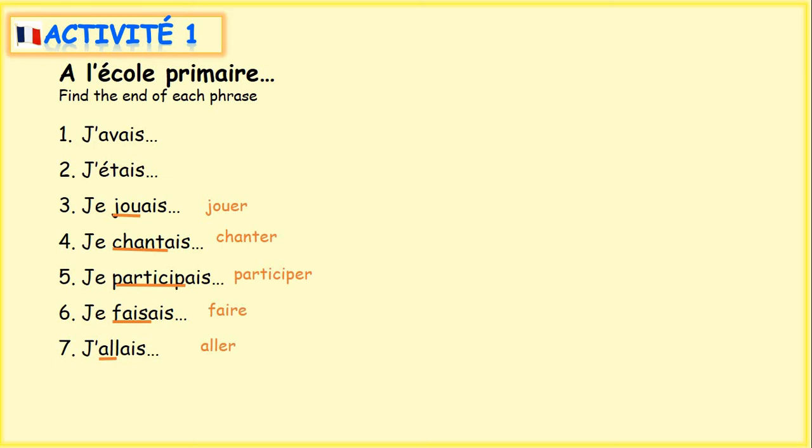Now the first two are a little bit different because those verbs are irregular, they don't follow the same pattern as the other verbs. The first one comes from the verb avoir, which is to have, so it's I used to have. And the next one looks a little bit like the word c'était, which means it was, and this one is I was or I used to be.